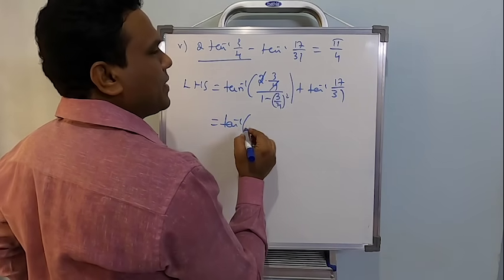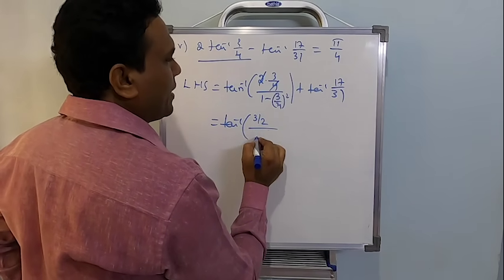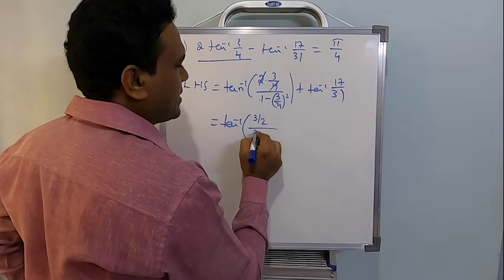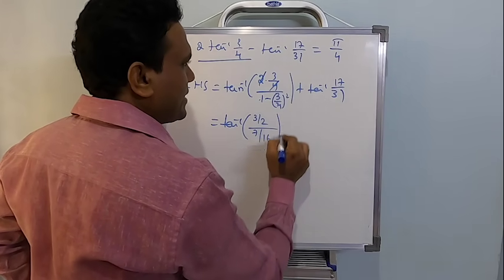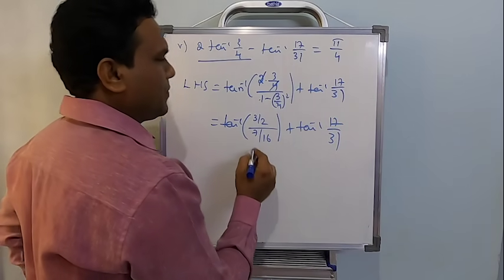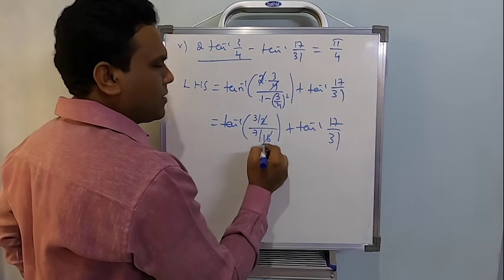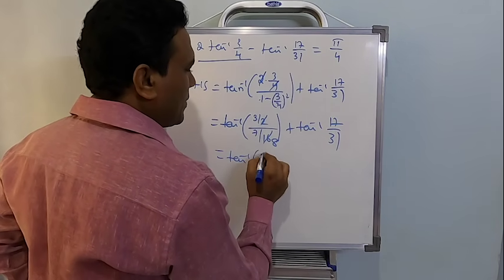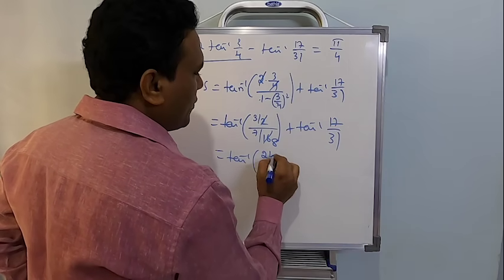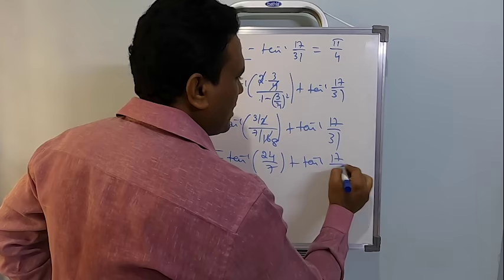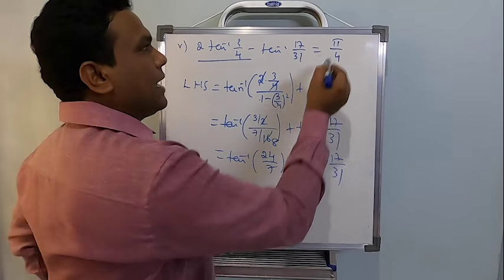So let me just simplify this further. 3 by 2 by it's going to be 16 minus 9. 16 minus 9 is going to be 7, so 7 by 16 plus tan inverse 17 by 31. So I can still simplify this further. This goes 8 times. So this will be tan inverse 8 multiplied by 3, 24 by 7, plus tan inverse 17 by 31.